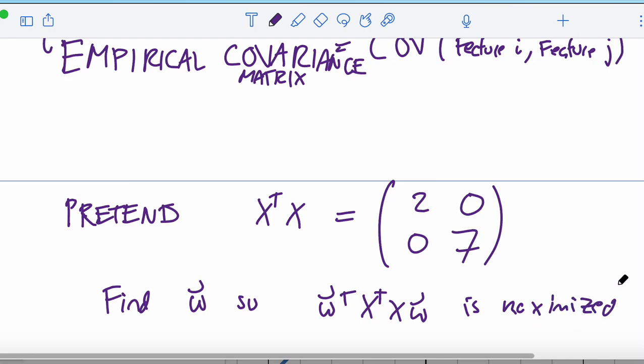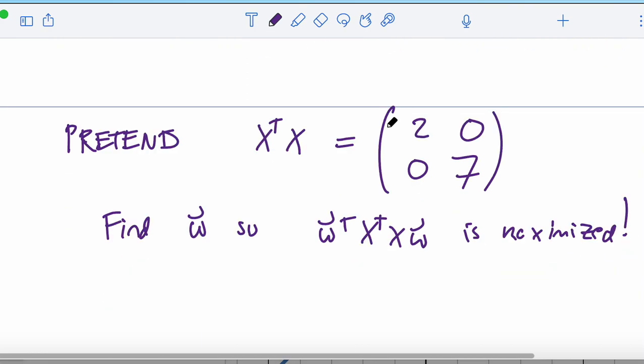And in this case, because X transpose X is such a nice diagonal matrix, when you write out W transpose X W, it's a very simple calculation. It's going to be 2 times W1 squared plus 7 times W2 squared. That's what it's going to be. And there are no cross terms of W1, W2 because those entries are 0. So when X transpose X is a diagonal matrix, it's a very simple thing.